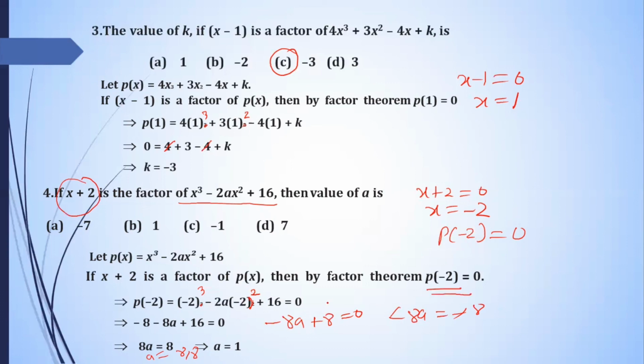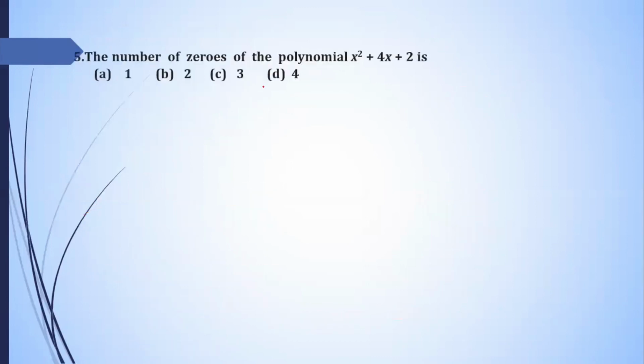Understood? The last question, children: the number of zeros of the polynomial x square plus 4x plus 2 is 2. Remember, if it is a quadratic polynomial, it will have 2 zeros. You don't have to actually calculate and solve it, you just understand. When you find the factors of this, definitely you are going to get two factors.